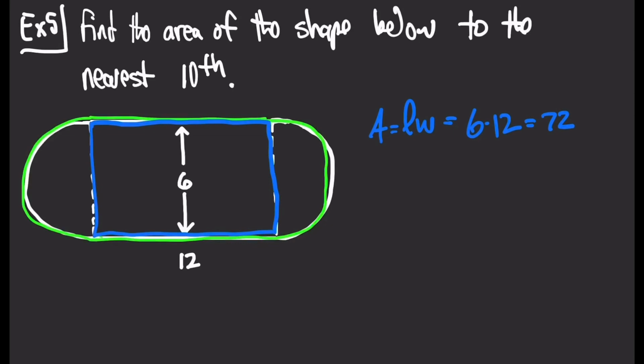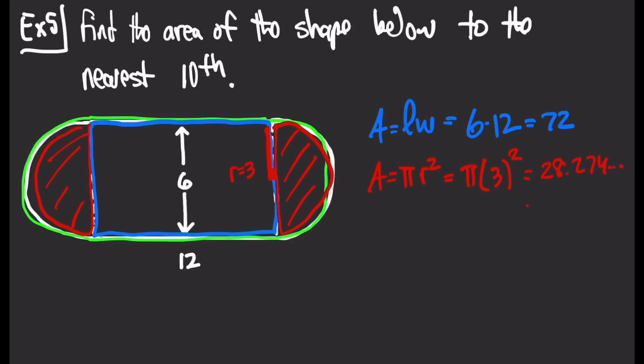So now, what else do I have? I've got a semicircle here, and I have a semicircle here. Now, 2 semicircles just makes 1 circle. So I can simply take pi r squared, and that's going to give me the area of the 2 semicircles, or the 1 circle. Again, here's where you just want to be careful. The radius is 3. All right, it's half of that diameter. So I'm going to put a 3 here. I'm going to square that, put that into the calculator, and I got 28.274, which to the nearest tenth is 28.3.